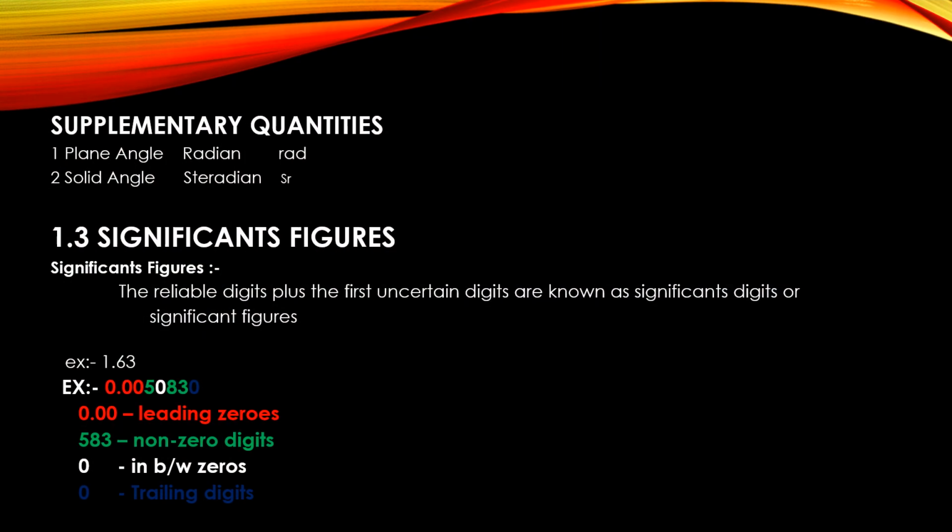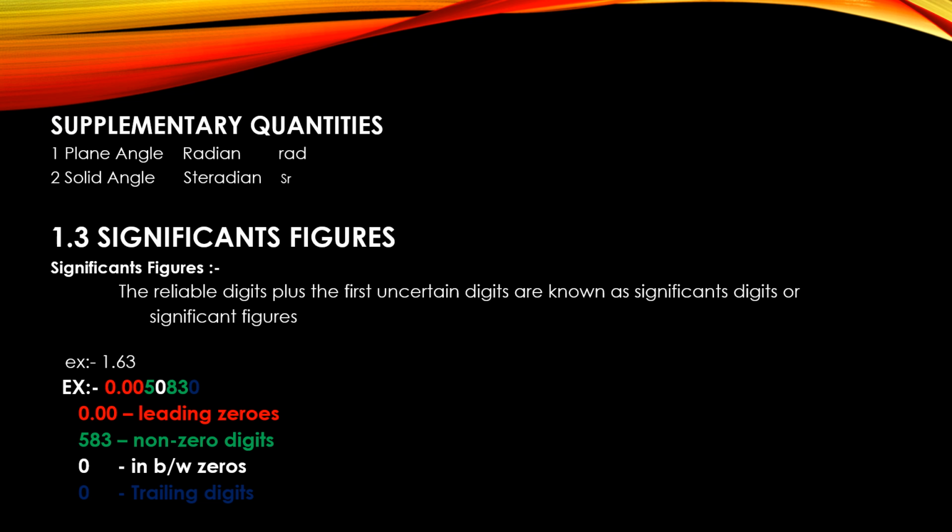Next is supplementary quantities. What does it mean? Supplementary quantities are additional quantities used along with fundamental quantities. There are two types. First one is plane angle. Plane angle is the angle between two lines in a flat surface, so you can take 2D dimensions. The SI unit we have is radian, rad. An example you can take is the angle of a triangle or the angle between two lines.